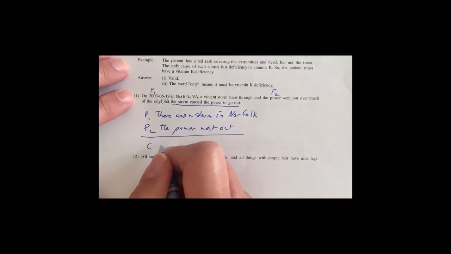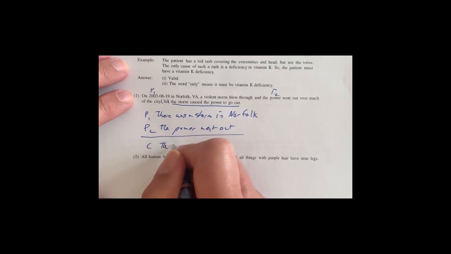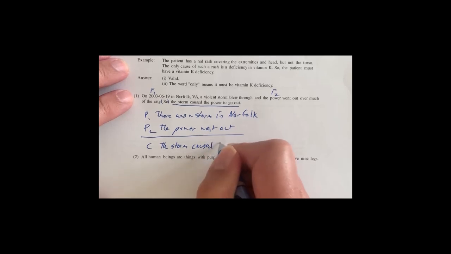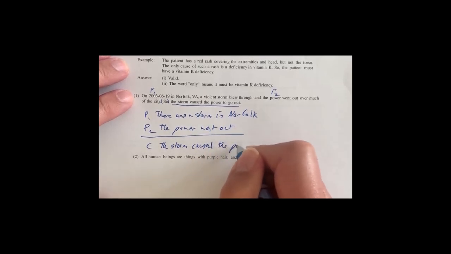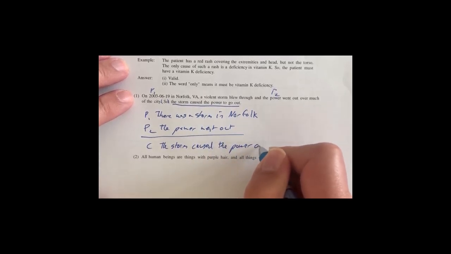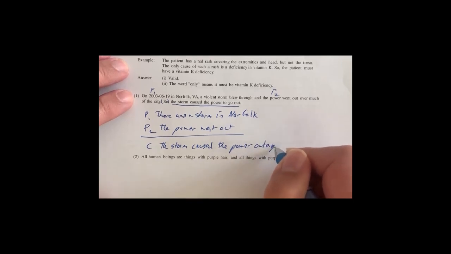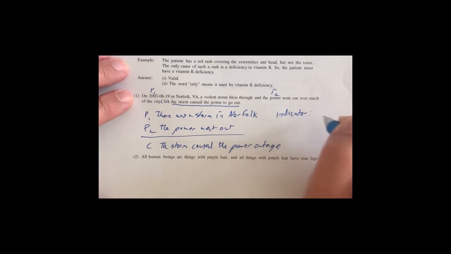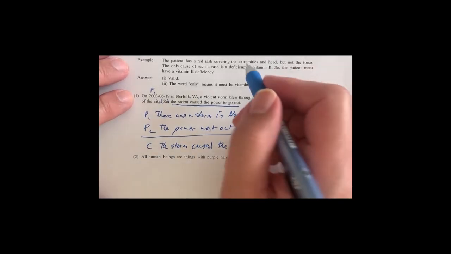Conclusion, the storm caused the power outage. Indicator. So, all right, this is a great example of an inductive argument that is strong, right?